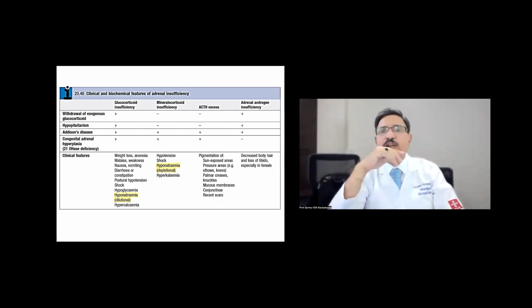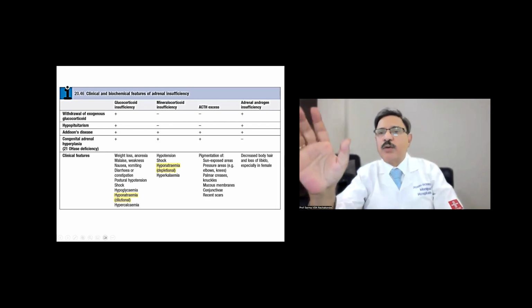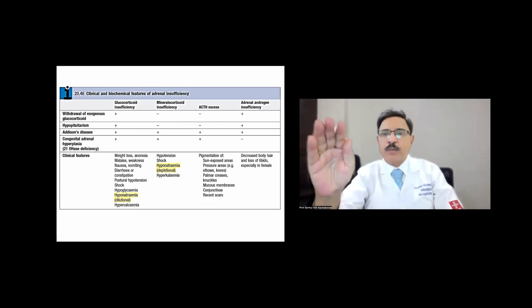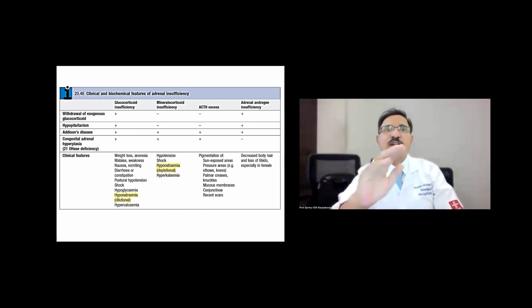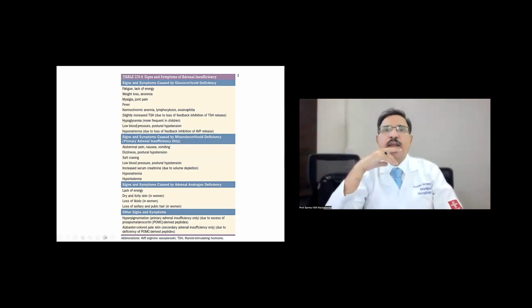Adrenal androgen insufficiency, if it is there, then decreased body hair and libido, especially in the female. Okay, so in a woman around 40 to 50 years, if her pubic hair and axillary hair is disappearing, you should suspect adrenal. So absence of or decreased pubic and axillary hair.